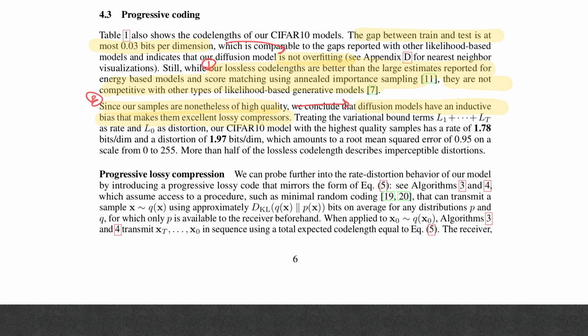They mentioned that their lossless code lengths are better than large estimates reported for energy-based models and score matching using annealed importance sampling. They mentioned that they are not competitive with the other types of likelihood-based generative models. Having that, plus the fact that their samples are of high quality, they conjecture that diffusion models have an inductive bias that makes them excellent lossy compressors.